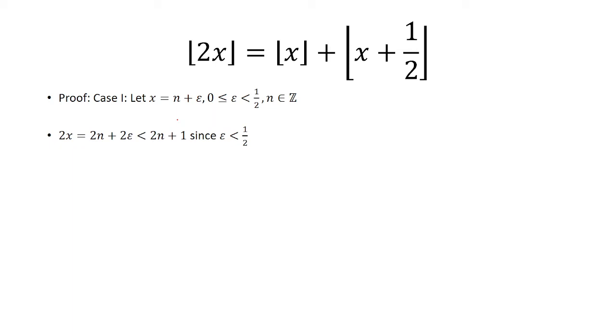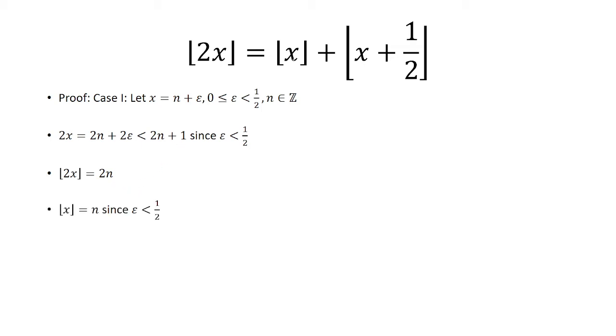So if we look at the left side of the equation, we have 2x, which if x is n plus epsilon, then 2x is 2n plus 2 epsilon. And because epsilon is going to be less than 1/2, 2 epsilon is less than 1. So then 2n plus 2 epsilon will be less than 2n plus 1. And so the floor of 2x has to be 2n.